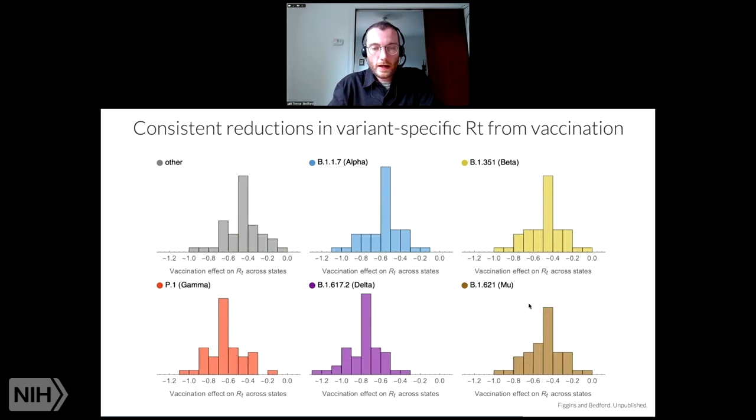And so it's just that delta has increased things to such a degree that even though vaccination works well against it, it still hasn't been able to avert this wave, just due to how transmissible it is, even though most of the infections are happening in the non-vaccinated population.